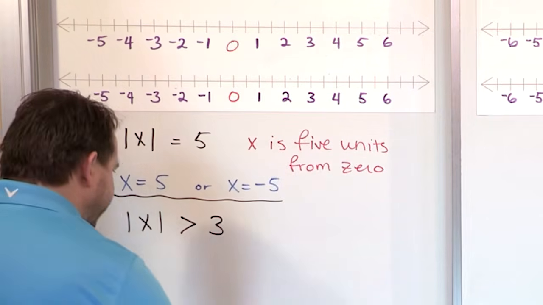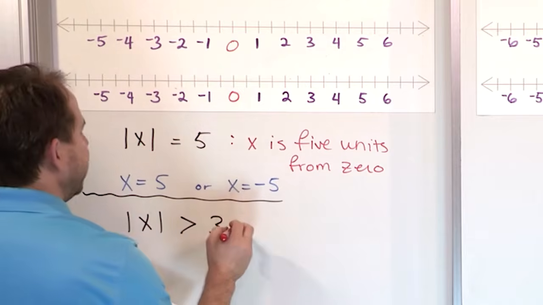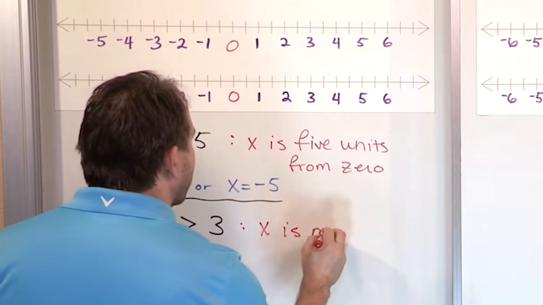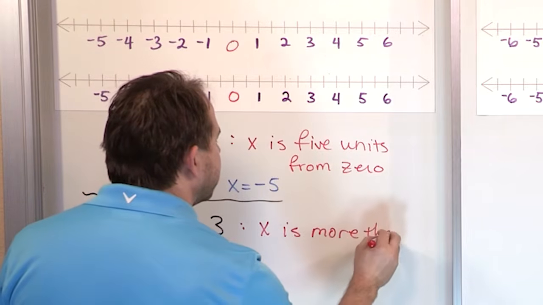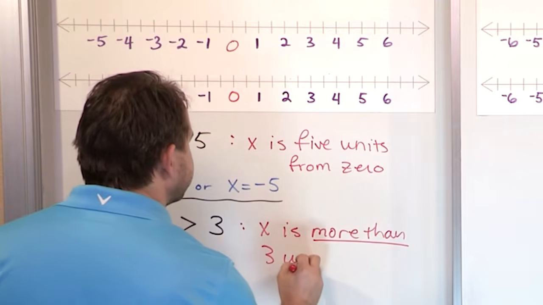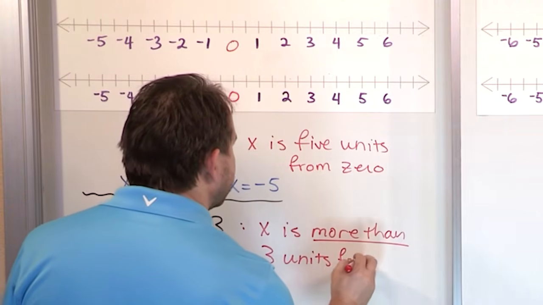So let me write that out real quick. What this basically means for each of these, we're going to write a couple cases here. We say x is more than 3 units from 0.